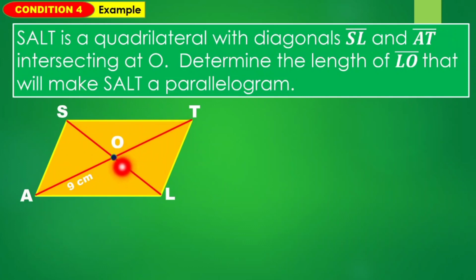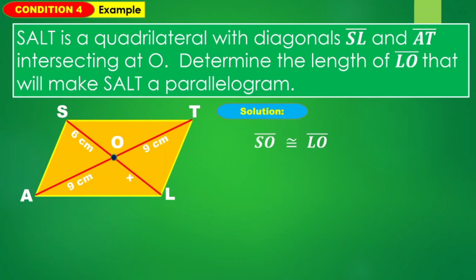Let's take for example, SOLT is a quadrilateral with diagonals SL and AT intersecting at point O. We are asked to determine the length of LO, where is that one? This one. That will make SOLT a parallelogram. With the given that segment AO is 9 cm and segment TO is also 9 cm, as well as segment SO is 6 cm and segment LO is X.